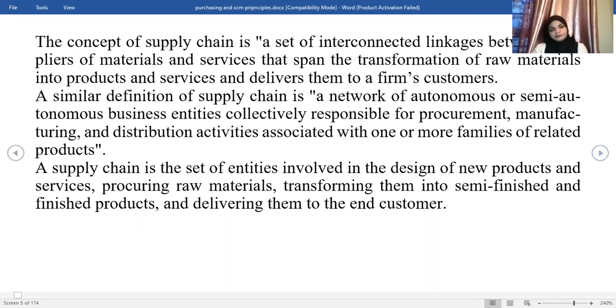So the concept of supply chain is a set of interconnected linkages between suppliers of material and services that span from transformation of raw materials into products and services and deliver them to the firm's customer. When you talk about raw materials, those are inputs that are used in the organization. Input is anything that comes into the organization and is used for production. For example, materials are one type of input that is very key to kickstart the production process in an organization.